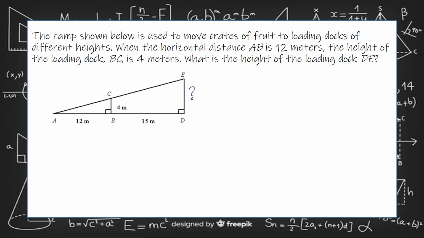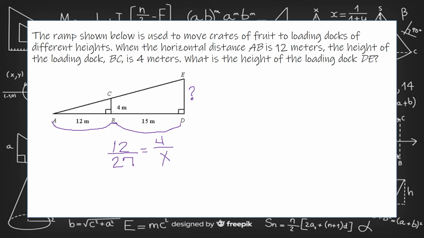So what I like to do is put the small triangle over the big triangle. So I'm going to put the small length, which is 12, that's A to B, over the big length. Now that's going to be from here to there. So 12 plus 15, that's 27, equals 4 over x, the small triangle over the big triangle.